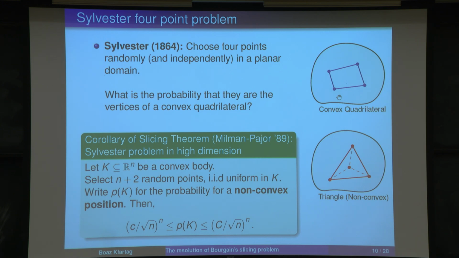There is a nice corollary of the slicing theorem. It was noted by Bourgain, Meyer, Milman and Pajor in the 80s that, thanks to the slicing theorem, we know the following. The n-dimensional version of the Sylvester problem does not depend that much on the convex set. If you have any convex body K, and you select n plus 2 random points, IID uniform in K, then the probability for a non-convex position is pretty small. Between these two estimates, with two universal constants over root n to the n, we have these probabilities.